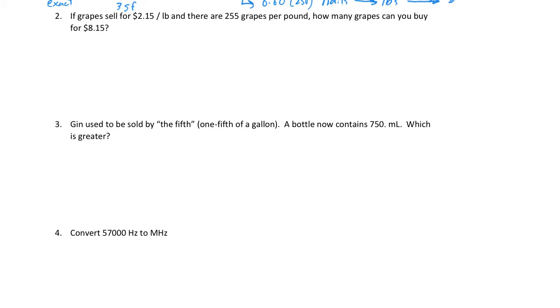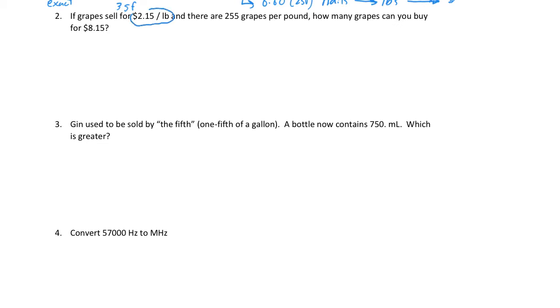If grapes sell for $2.15 per pound, and there are 255 grapes per pound, how many grapes can you buy for $8.15? Okay, so what we want to do is just walk through the sentence and pull out the conversion factors and try to find a place to start and possibly a destination. So the first thing we run into, the first figure, is here.